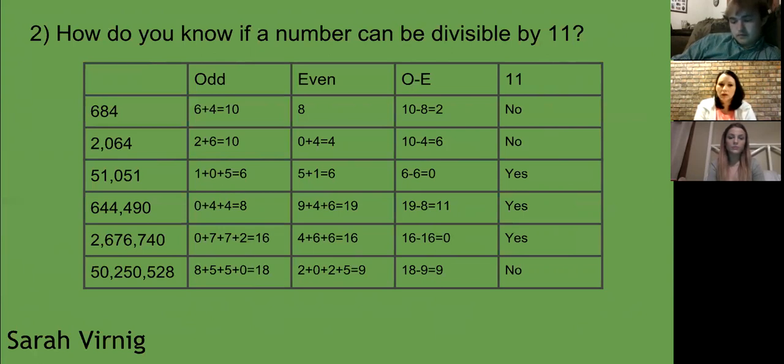If we go 1 up to 51,051, we see that the odd digits are a 0, 1, and 5, which gives us 6. Our even digits are 5 and a 1, which gives us 6 also. When we take them and subtract them, we get a 0. 11 is the only number besides a 5 or a 10 that can be divisible when you get a 0. So when we have the 0, we know that this number is divisible by 11 also.